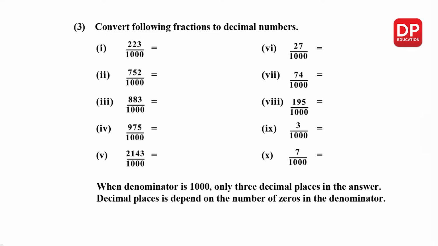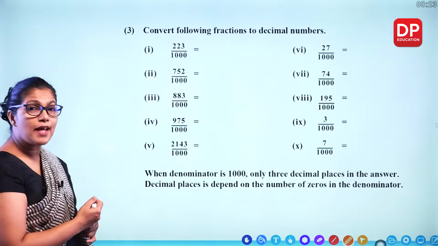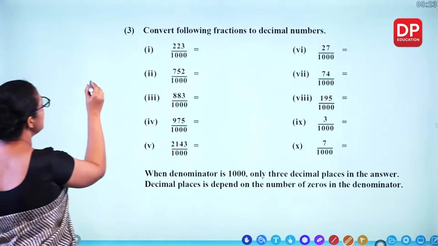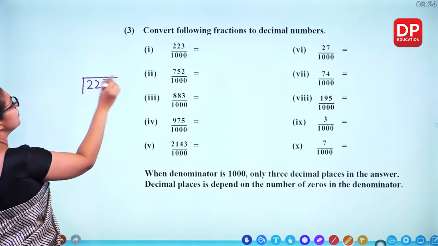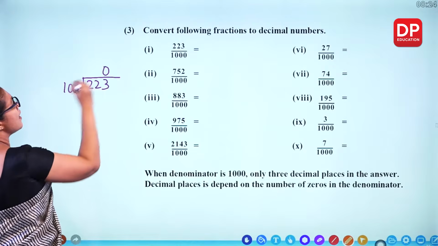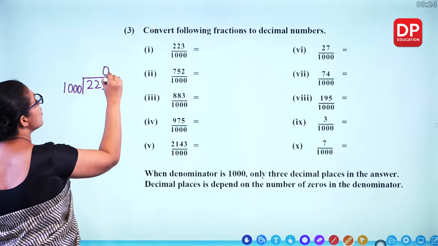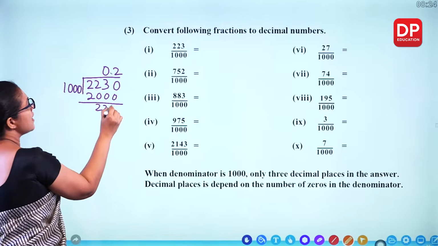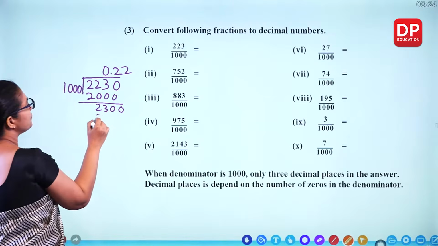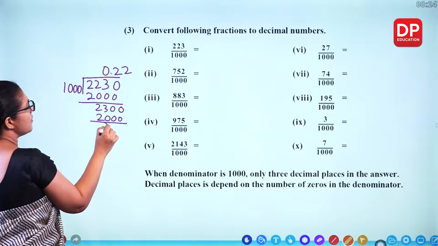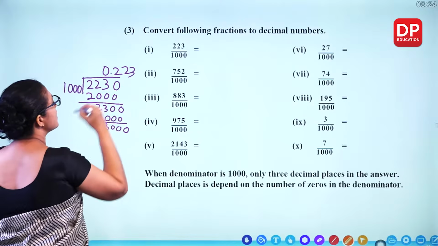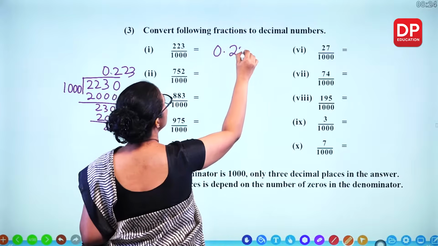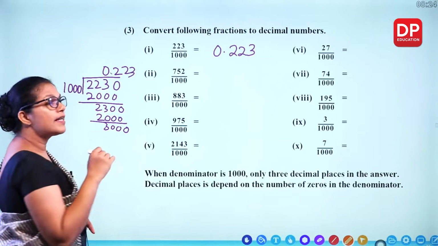Convert the following fractions to decimal numbers. Now divide by 1000. So when you divide by 1000, what happens? 223 divided by 1000. Nothing there for 223. For 2000, that's 2. 2000. 230 there. Now for 2000 again 2. 300 remaining. For 3000, that's 3. 0.223. Now divide like that.